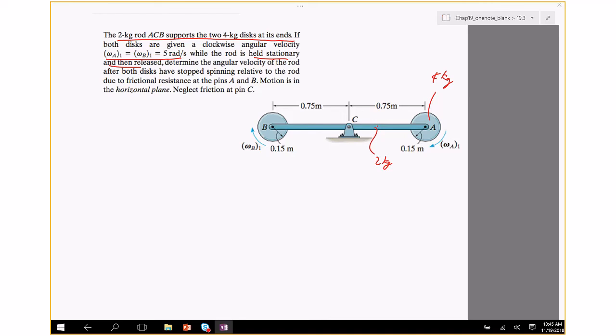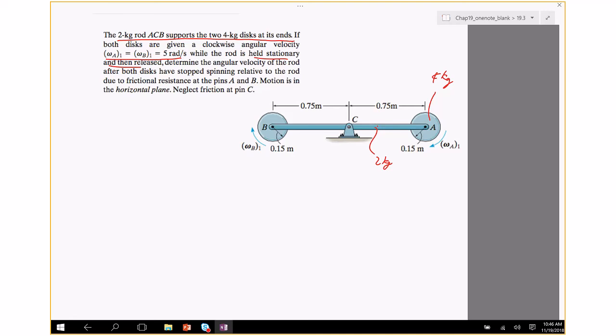Okay, so this is slightly non-intuitive, what's going on. First of all, this setup is in the horizontal plane, and so it's spinning in that plane, so gravity doesn't affect it. Initially, you hold the rod using a force at pin C so that it does not rotate, but you give the discs at its end a speed of 5 radians per second. Okay, once they're rotating at 5 radians per second, you let go.